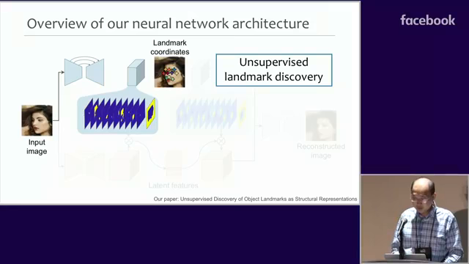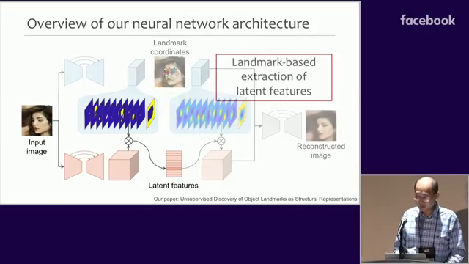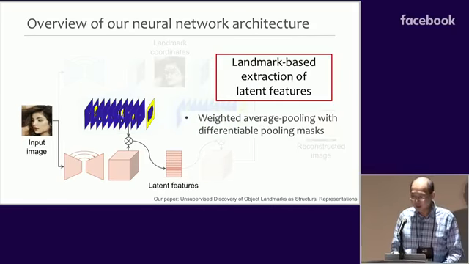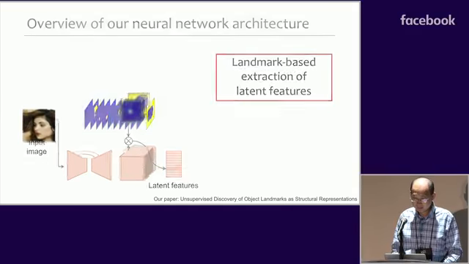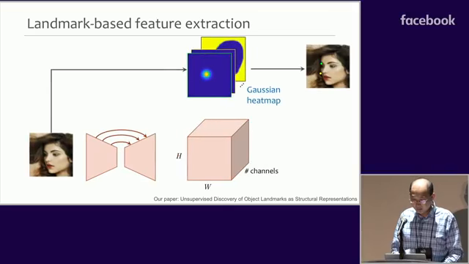With the above unsupervised constraints, our model can discover valid landmarks. Now let's move on to the landmark-based extraction of the latent features. Our key idea is to perform a weighted average pooling around the landmarks using differentiable masks. In more detail, we extract a convolutional feature map from the image. Then for every landmark, we take its corresponding Gaussian heat map as the mask for the average pooling.